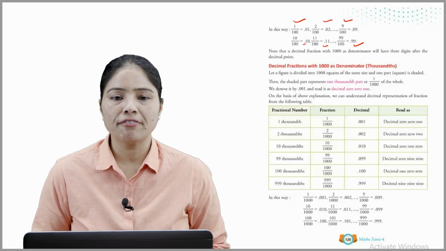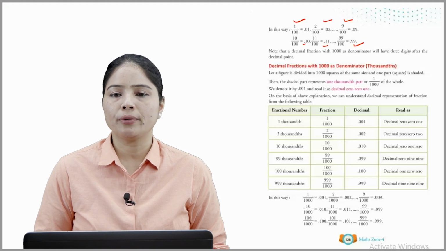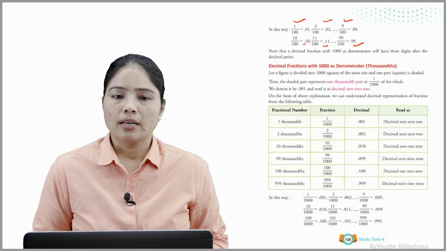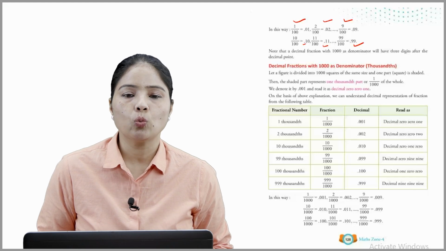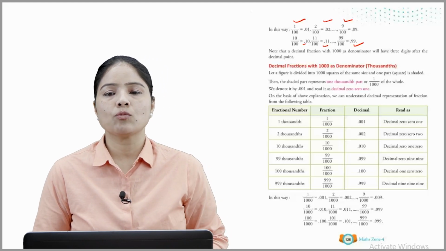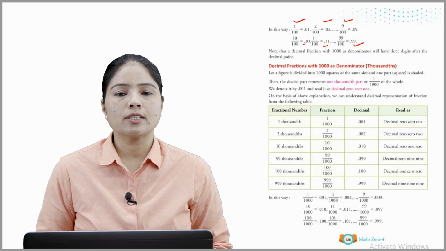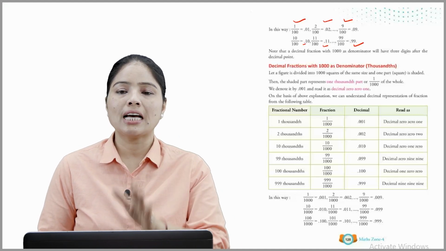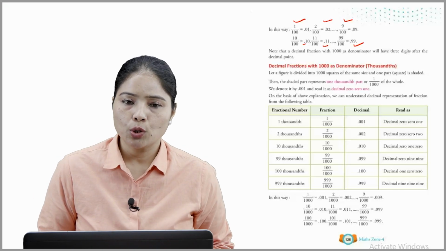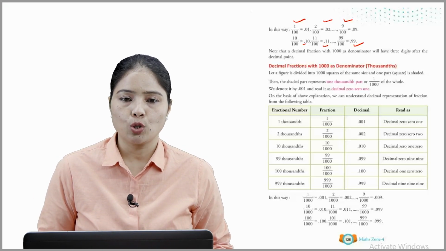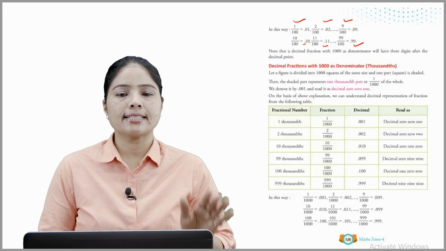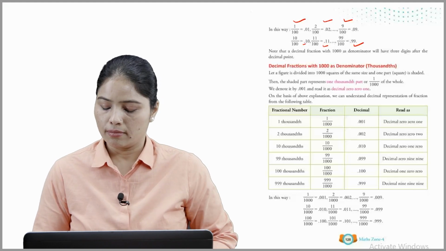Decimal fractions with 1000 as denominator, thousandths. Let a figure be divided into 1000 squares of the same size and one square is shaded. Then the shaded part represents 1/1000 part of the whole. We denote it by decimal 001 and read it as decimal 001, like this way.